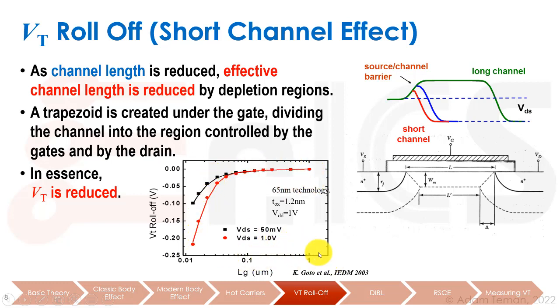So as we can see in this graph, we have the channel length, and as the channel length goes down, we should have no dependency of VT on channel length, but when we get to short channel lengths, it drops off. Now, why does that happen? And we can look at it in a few ways.